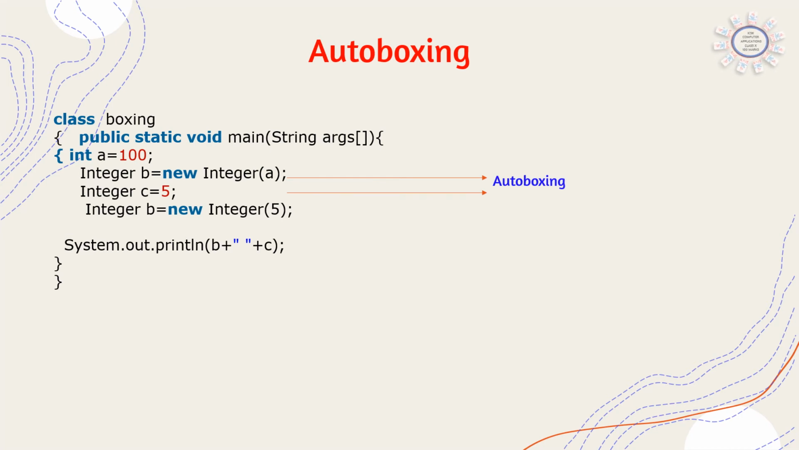And the second way of using autoboxing is Integer c is equal to 5. Here also the object is c. And the third way is Integer b is equal to new Integer(5). Here straight away we can give the value and it will be stored as an object. So these three ways we can do autoboxing and convert the primitive data type into an object.